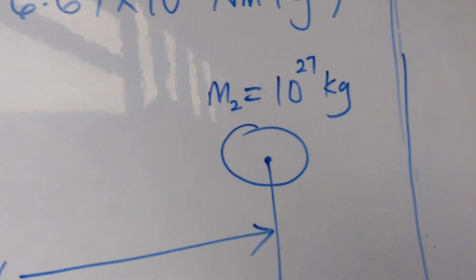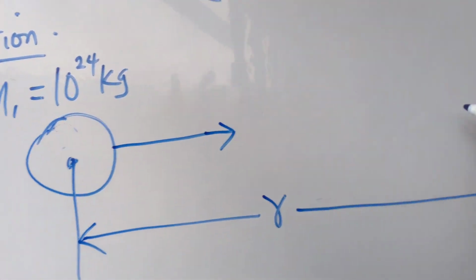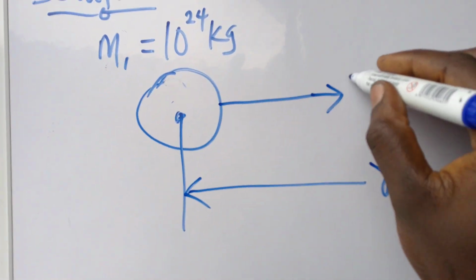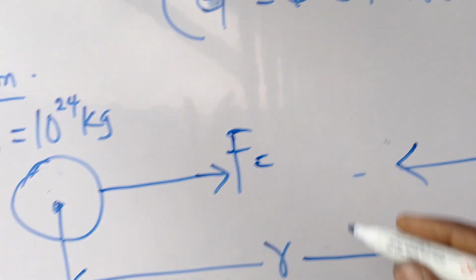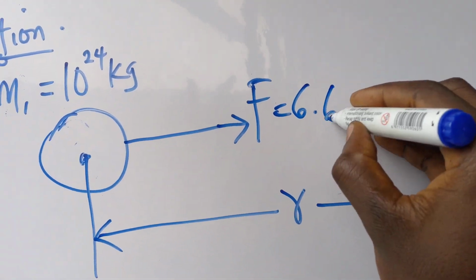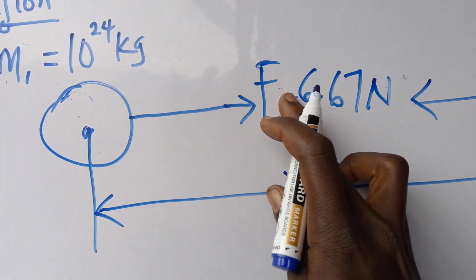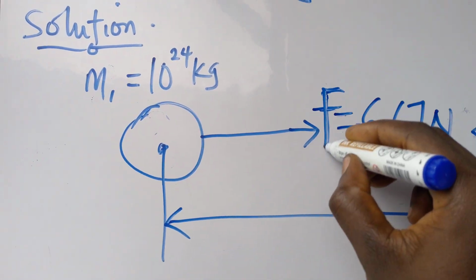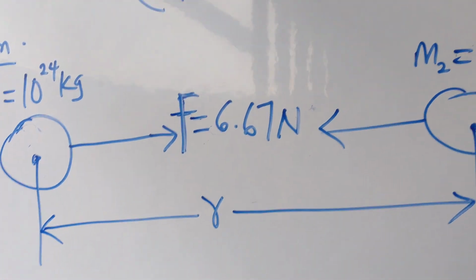Now the force of attraction between these masses was given to us as 6.67 Newton. That is the force of attraction between the both masses.